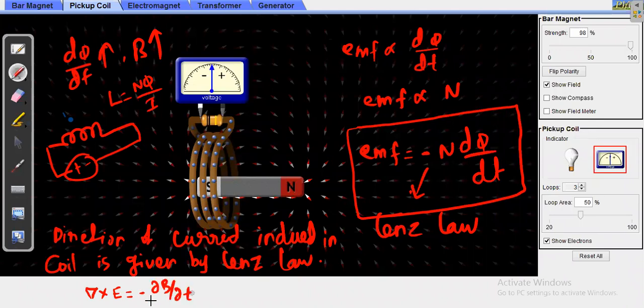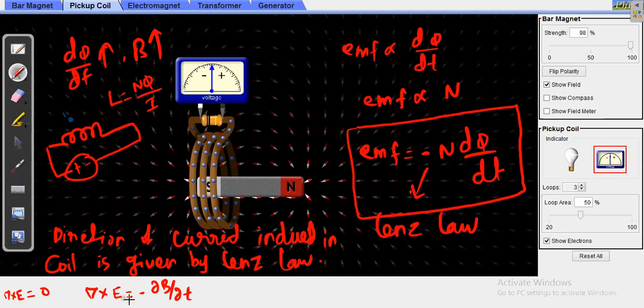You forget about the minus, then you concentrate here: change in flux. B means magnetic flux. Change in magnetic flux will give you the electric field. In general, del cross E is 0 when your magnetic field is constant, that means you are not having a time varying field. If you are not having a time varying field, then del cross E is 0 because del B by del t is 0. Also del cross E is 0 in case where you are having a static electric field.